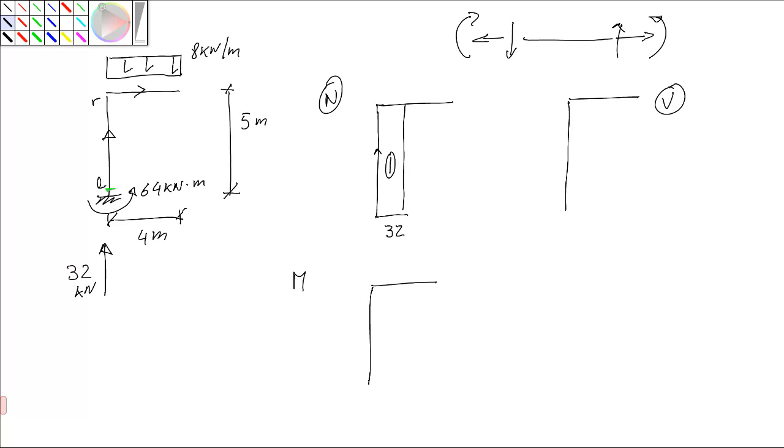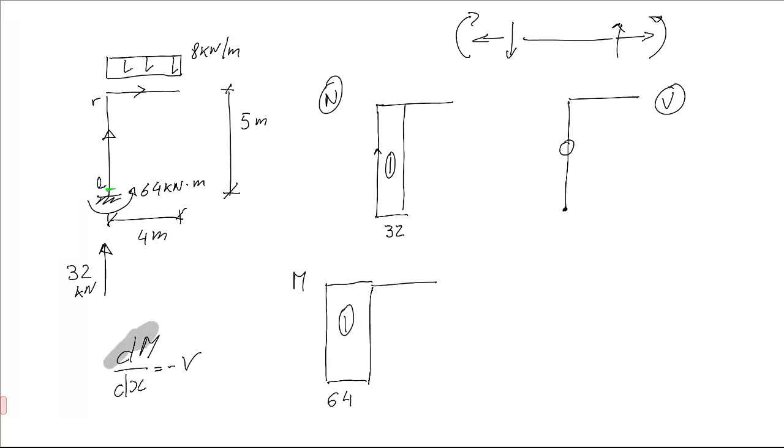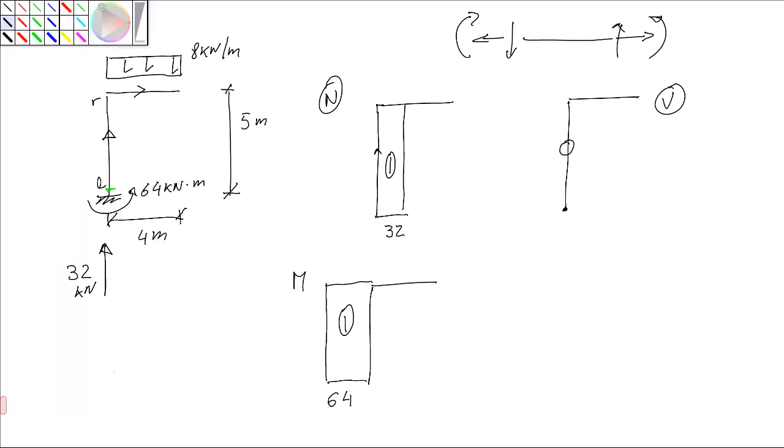So representing that, here we have our structure, the load. This is 4 meters. This is 5 meters. Fully clamped. The reaction is 32 kilonewtons and 64 kilonewtons meter.